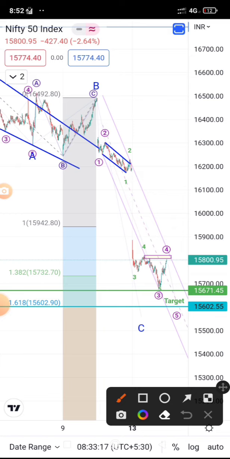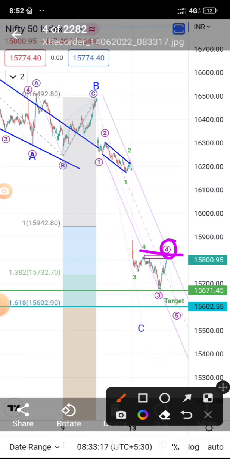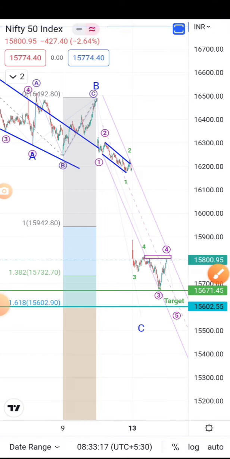Here the third wave, you can call it an extended move internally because of the big gap down, and the fourth wave could have been completed here because there is a small resistance here, and today we can open a gap down and drop on the downside. So this is how I'm looking at the 5-minute chart.